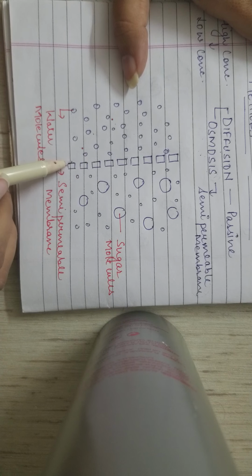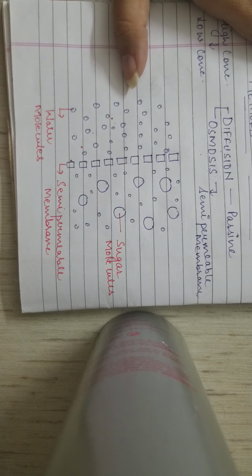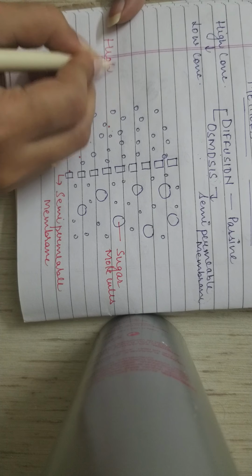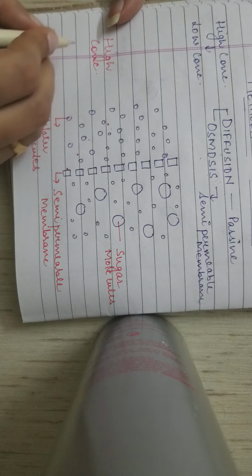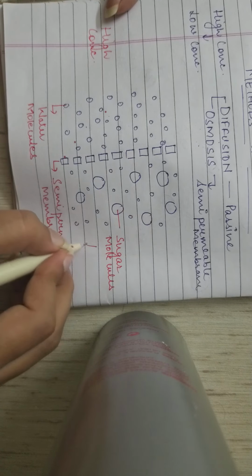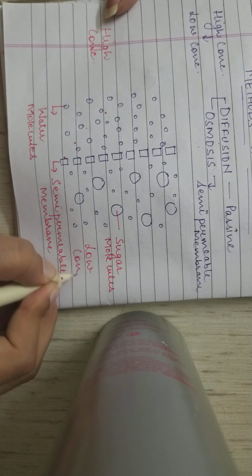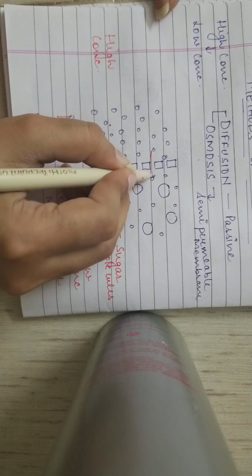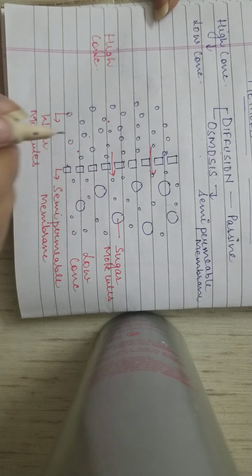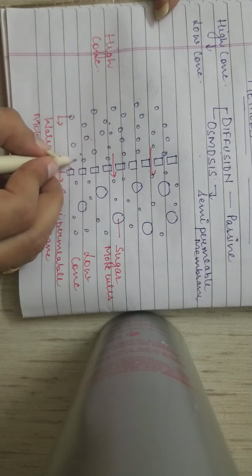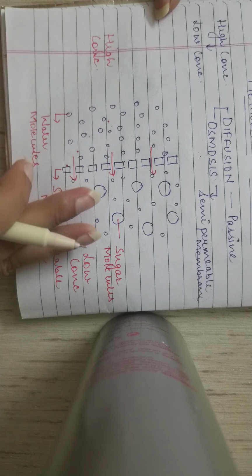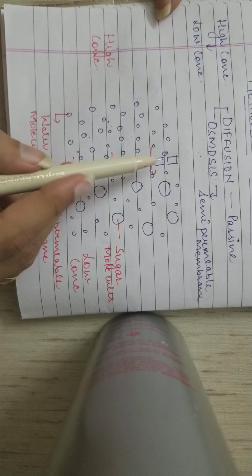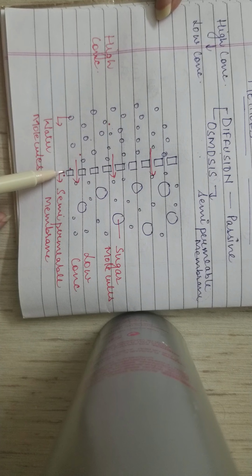in the semi-permeable membrane. So here is high concentration of water molecules, high concentration of water, and here it is low concentration. So the water molecules will move from high concentration to the low concentration. Most of the water molecules will move from high concentration to the low concentration through this semi-permeable membrane, the pores which are present in the semi-permeable membrane.